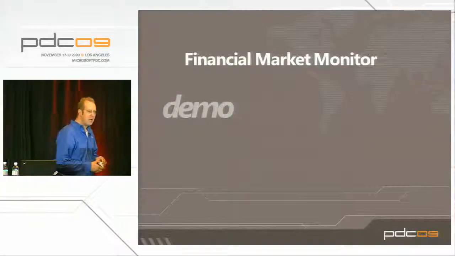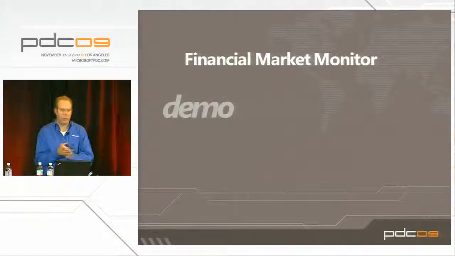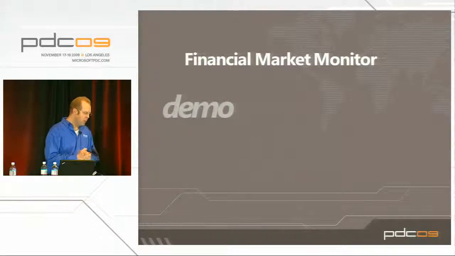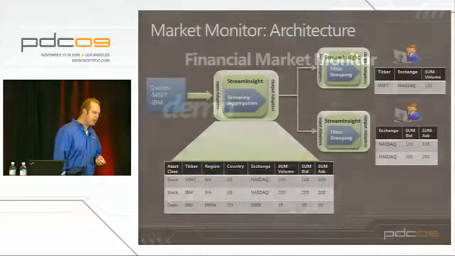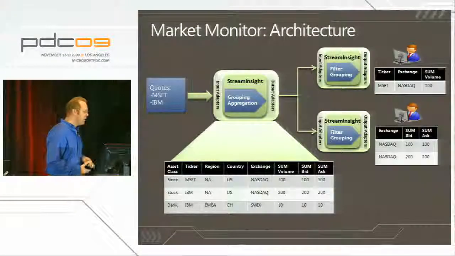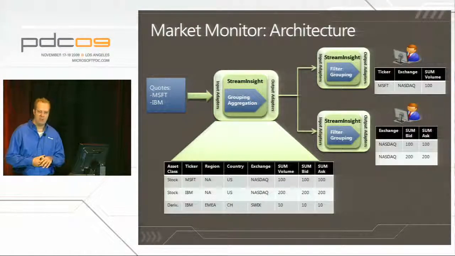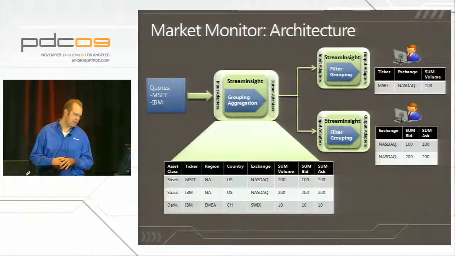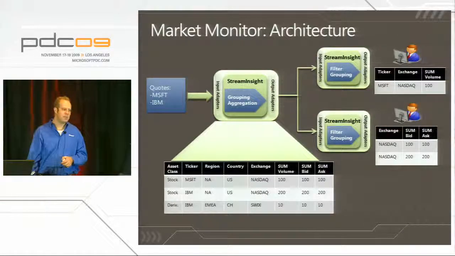Let's have a quick look at a more intricate example. And we already started out in the previous demo with a financial services example. What I want to do is expand on this demo a little bit. And what I want to put in place is the following architecture. We have a data provider here in the blue box on the left-hand side that generates random stock quotes for Microsoft and IBM. We want to feed this into a StreamInsight engine that basically runs a monster query.